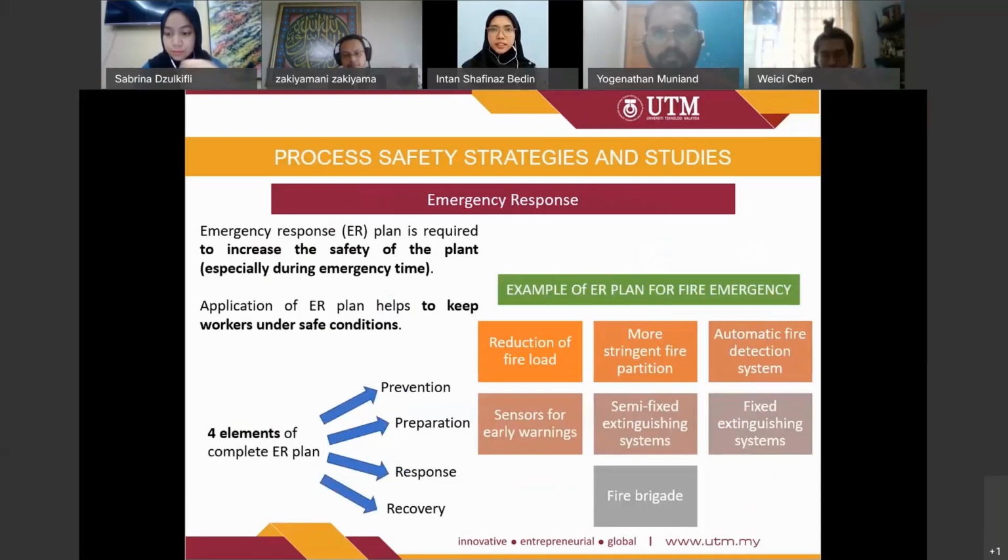Second is the emergency response plan. This is required to increase the safety of the plant and to keep the workers under safe conditions. There are 4 elements to complete the emergency response plans, which are prevention, preparation, response, and recovery. Next.